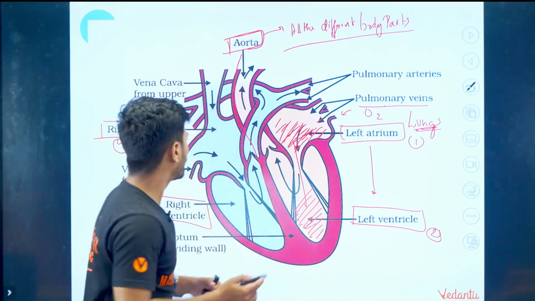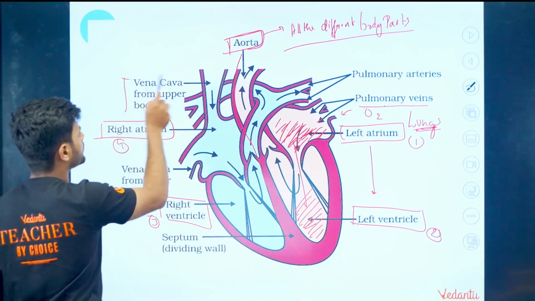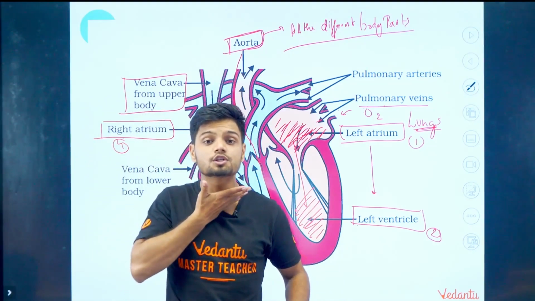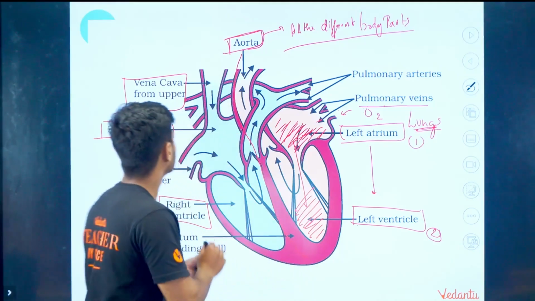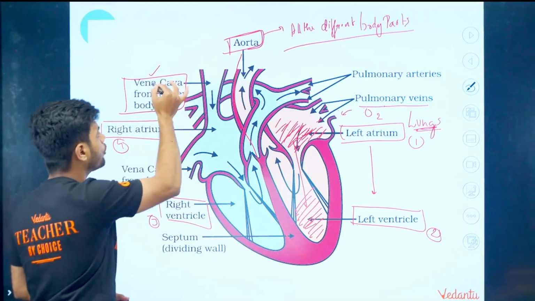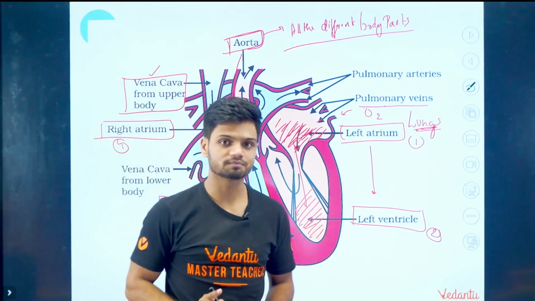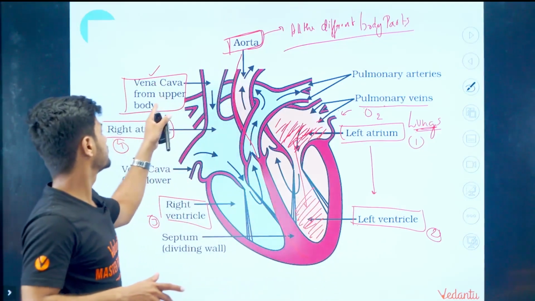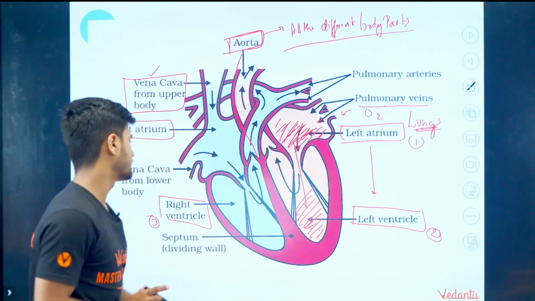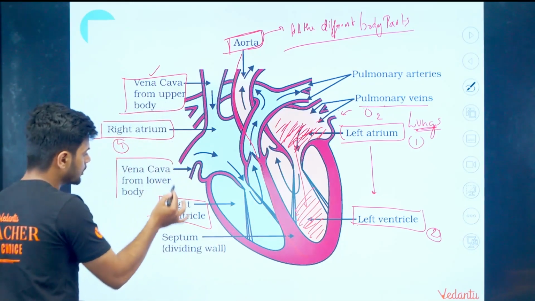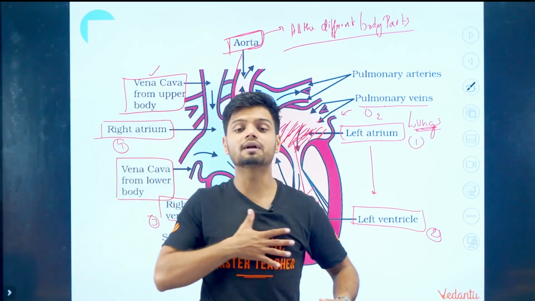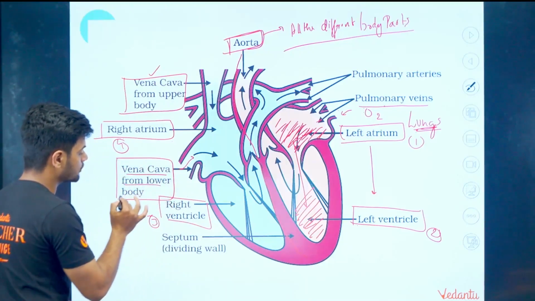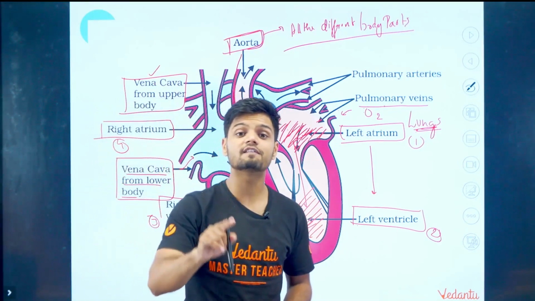For example, all the used blood from the upper body is coming through the vena cava from upper body, also called as superior vena cava. So all the used blood is coming back to the heart through the upper vena cava, also called as superior vena cava. Now what about the lower body? From entire lower body, all the blood is traveling to the heart through this vena cava here. That is called as vena cava from the lower body, also known as inferior vena cava.